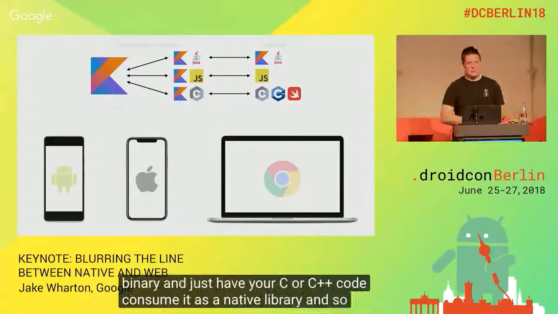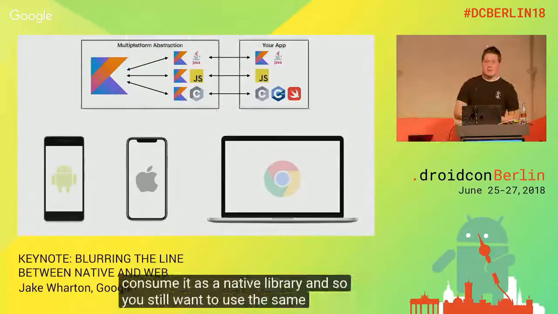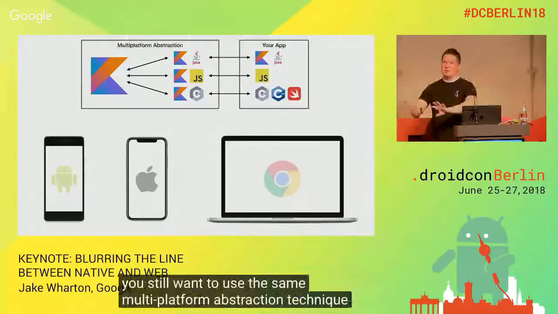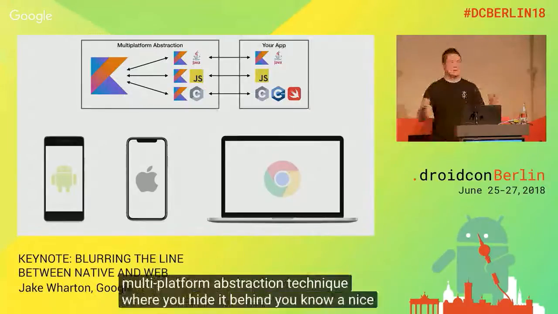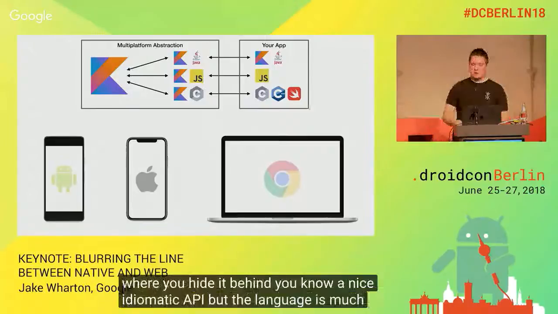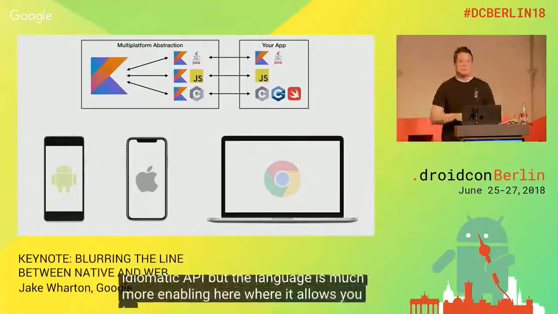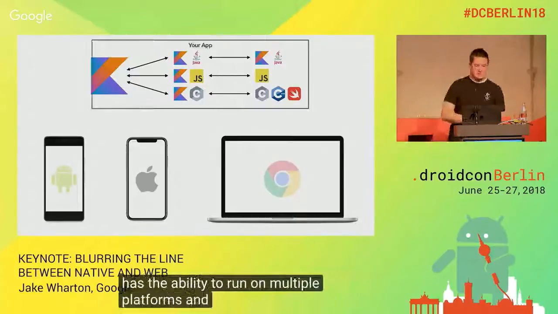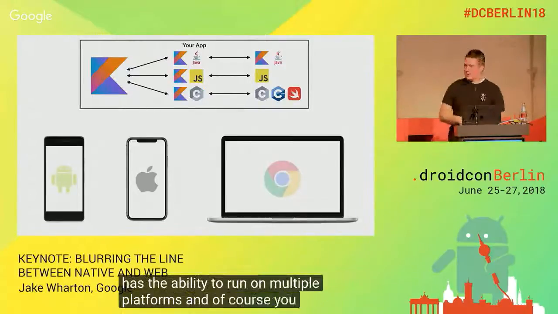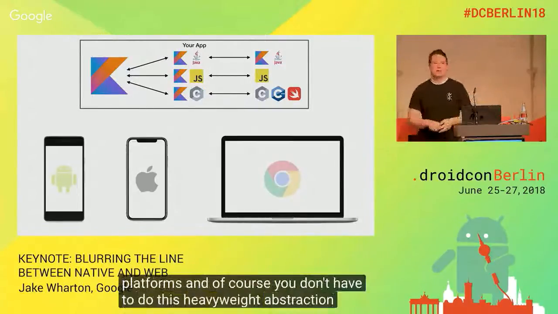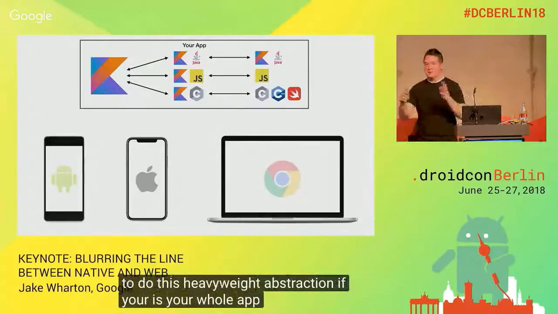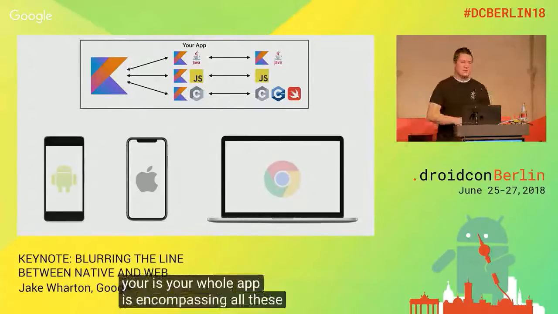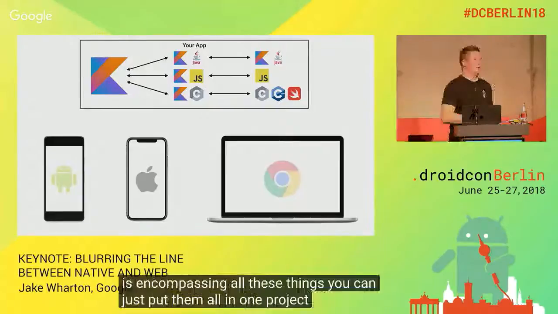And so you still want to use the same multi-platform abstraction technique where you hide it behind a nice idiomatic API, but the language is much more enabling here, where it's more aware of the fact that it has the ability to run on multiple platforms. And of course, you don't have to do this heavyweight abstraction if your whole app is encompassing all these things. You can just put them all in one project and have them be modules.